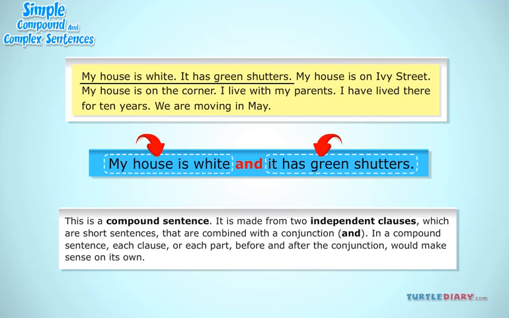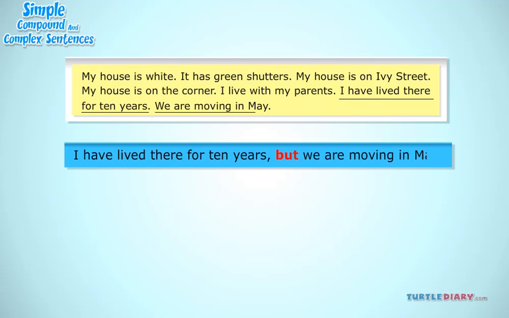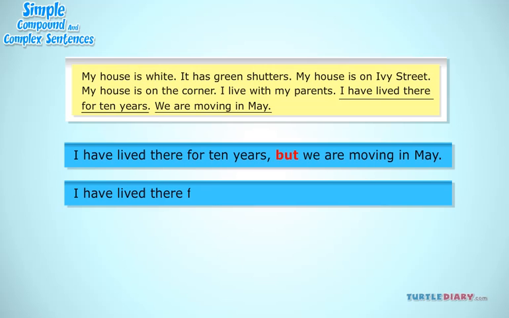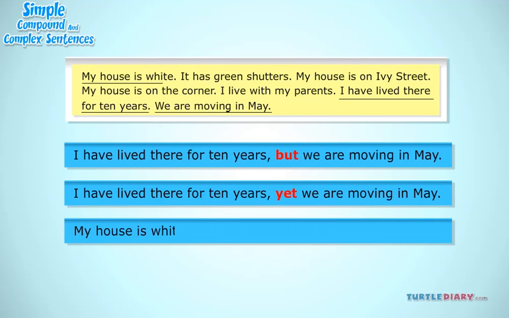Let's make another compound sentence from this paragraph. I have lived there for 10 years, but we are moving in May. I have lived there for 10 years, yet we are moving in May. My house is white, but it has green shutters.